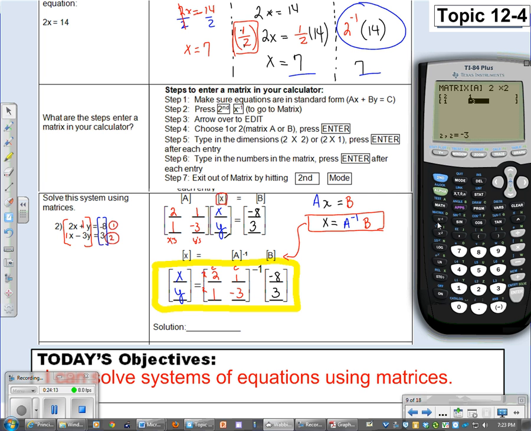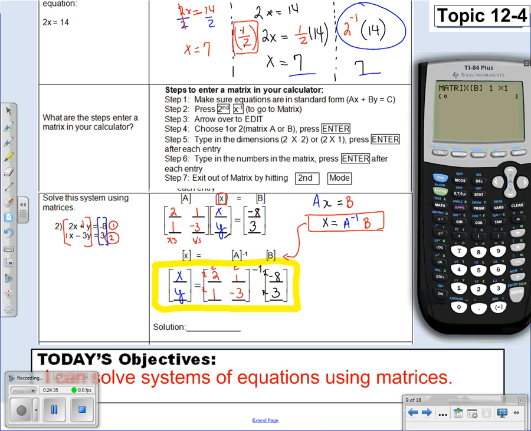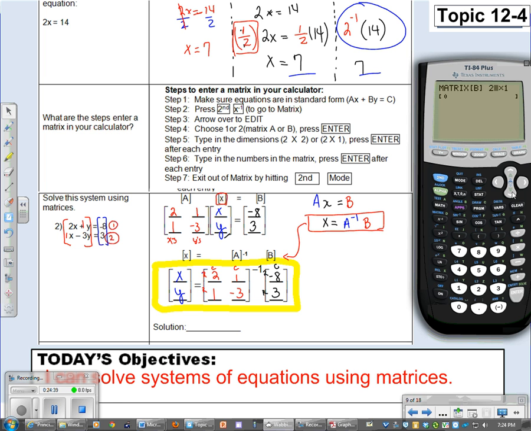Now to get to my matrix B, I'm going to follow these same steps. So I hit second, X to the -1. Notice now it shows me, hey, in matrix A, I have a 2 by 2 matrix. Now I want to put in B. So I go to edit, and this time we're choosing number 2 to input matrix B. Matrix B, I will count, it has 2 rows and 1 column. So this dimension is going to be a 2 by 1. Pressing enter after each number you press in there.